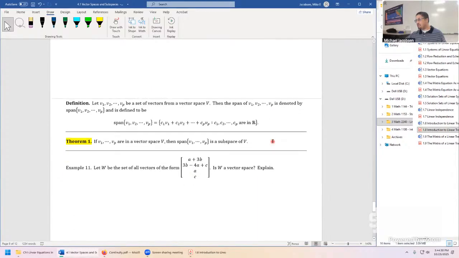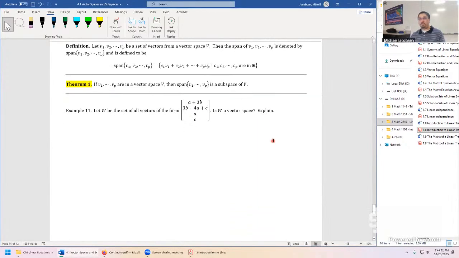But here is where the course starts to feel pretty similar as well. The absolute most important theorem in chapter 4 is theorem 1. If you span a set of vectors, it is automatically a subspace of the vector space V, no matter what you're spanning. We're going to take massive advantage of that later on. This is where the course becomes a lot more concrete. Feels like what we've been doing all along.